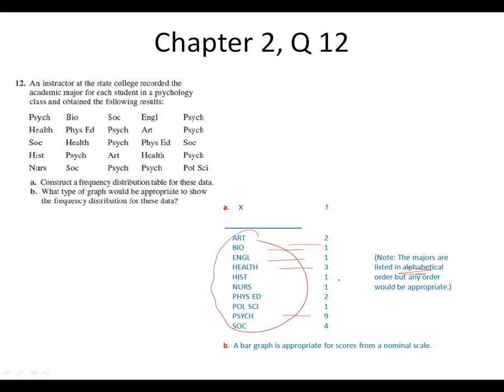And that's just it. These are all names. They're not continuous values or anything like that. So the kind of graph we're going to use for names is a bar graph.